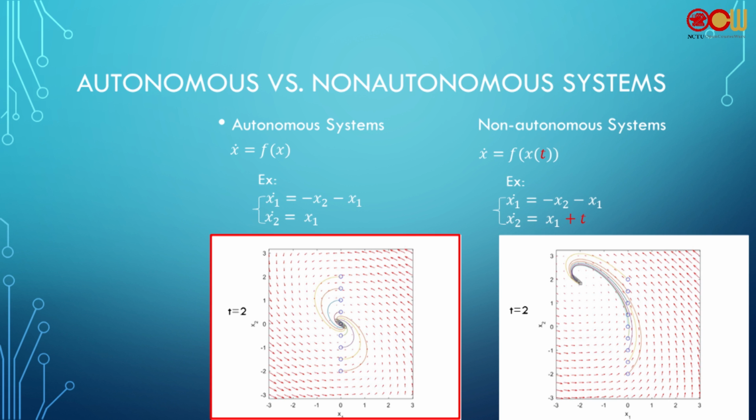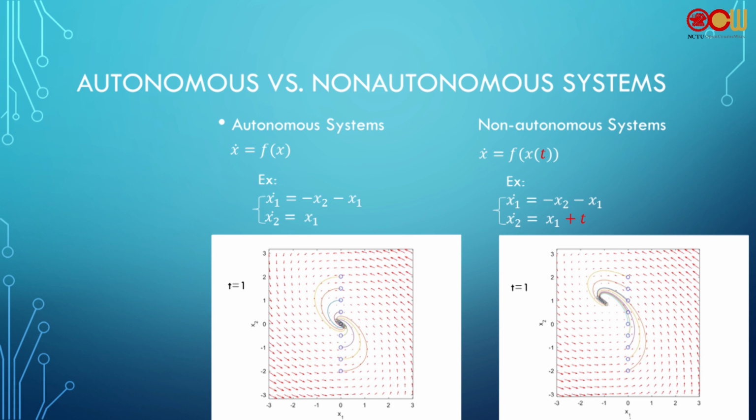So this one on the left-hand side is the autonomous system, and this one is the non-autonomous system. At time equal to 0, the phase portraits are the same. The only difference in the dynamics is this plus t part. So at t equal to 0, the dynamics are the same. Given the dynamics, you can find their corresponding phase portraits.